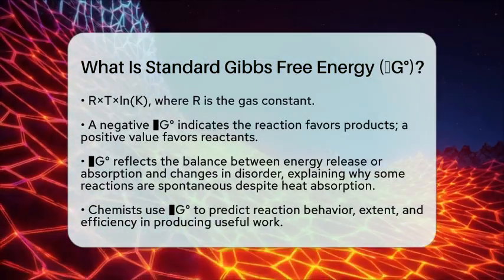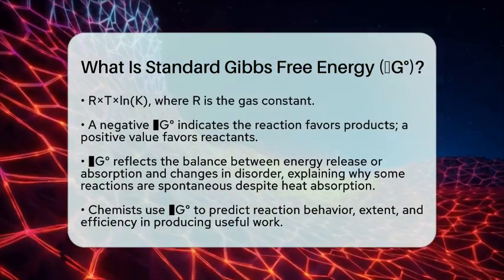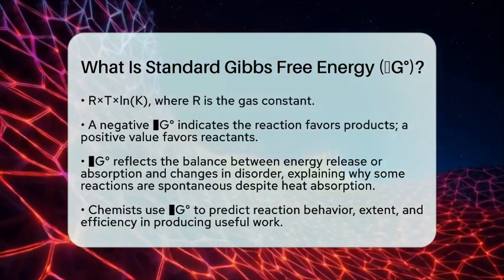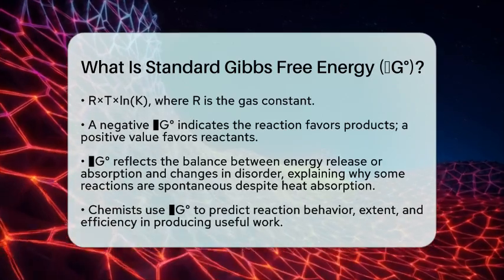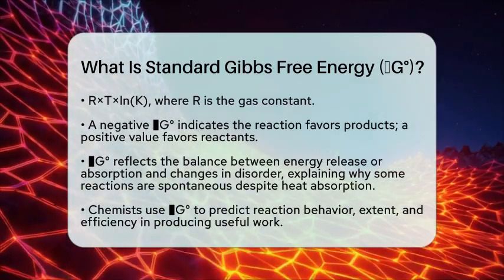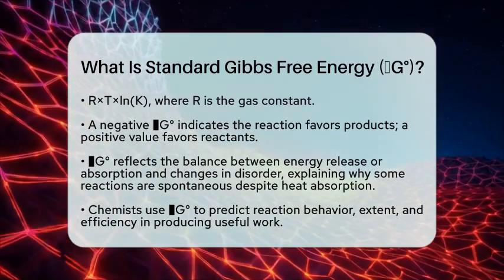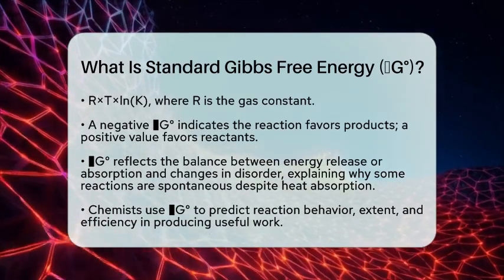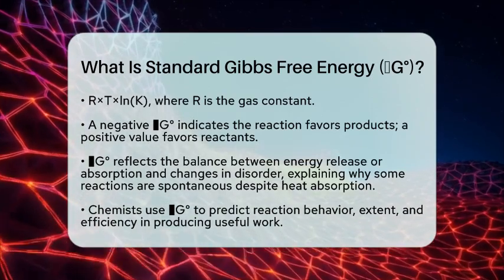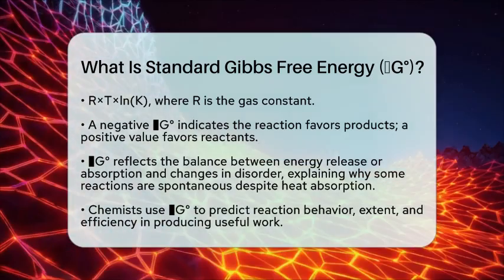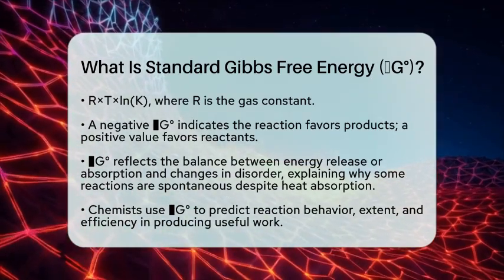In the context of entropy and spontaneity, ΔG° helps us see the balance between energy release or absorption and the increase or decrease in disorder. A reaction might absorb heat but still happen spontaneously if it greatly increases entropy. That's why reactions aren't just about heat. They're about the overall energy and disorder changes.